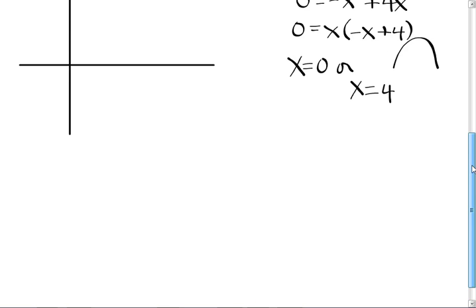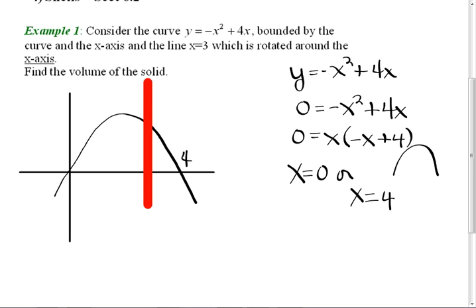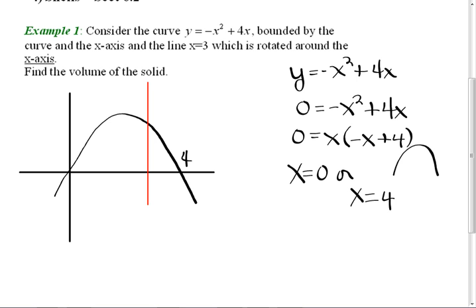So I'm going to draw that. I'm going to bound it by this curve, and I might make mistakes in how I do it. And then there's 4. I might have made that a little big, but whatever. It's also going to be bounded by the line x equals 3. So I'm going to change colors and put x equals 3 in here. Okay, so we want this region.